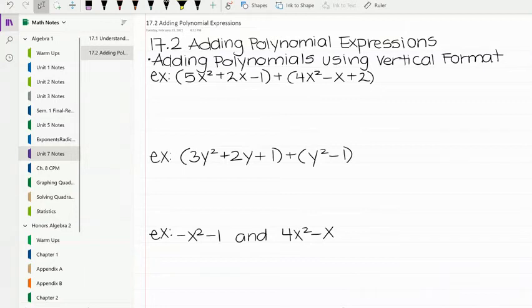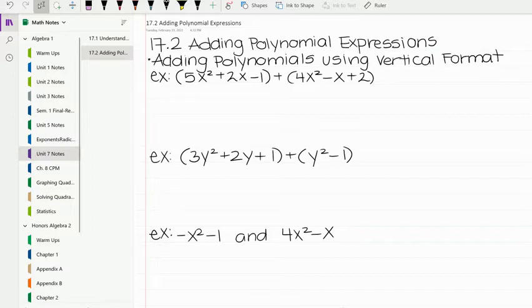This section is on 17.2, which is adding polynomial expressions. So we are going to be doing this in two different ways. We'll start off with the vertical format and we'll finish with the horizontal format. But in the end, you guys will get to pick which way makes the most sense to you and feels more comfortable and easy.